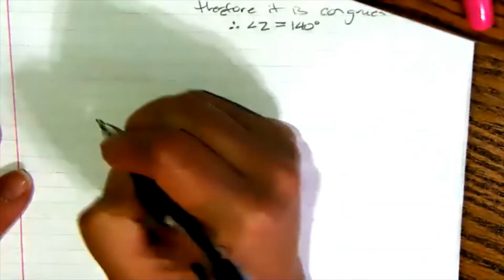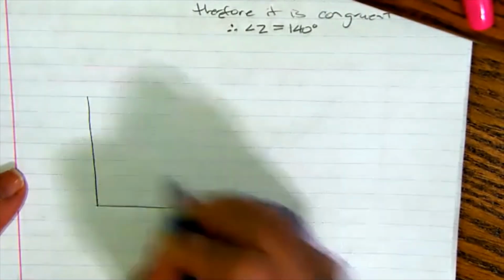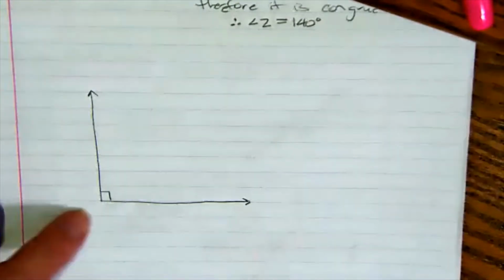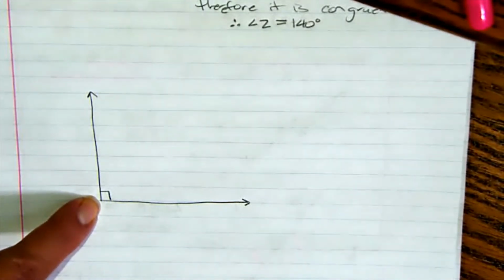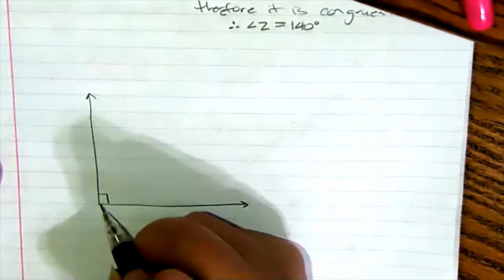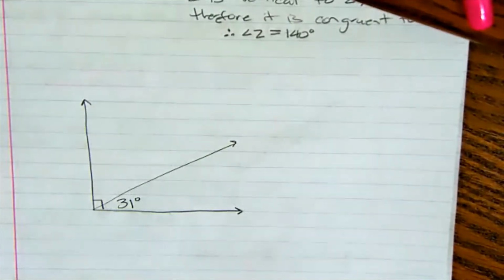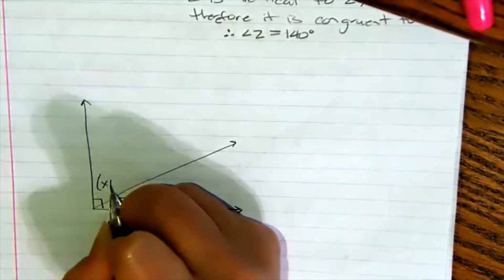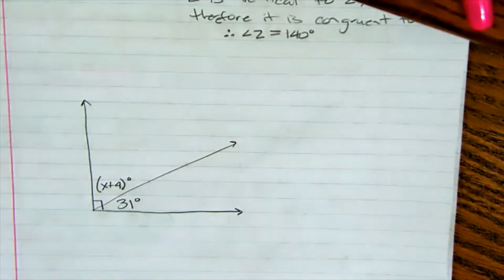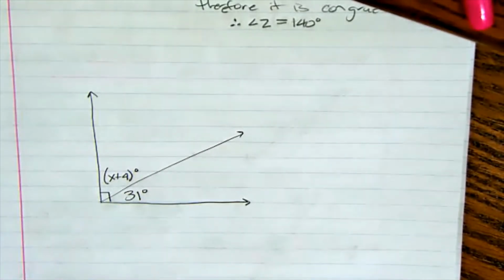So keeping that in mind, let's say we have a 90-degree angle. You can always tell a 90-degree angle because it'll have a little square right here. It's telling you that it is a corner, that it is 90 degrees. And this is 31 degrees, and then this is X plus 4 degrees. Can we figure out the value of X and then the measure of this angle?